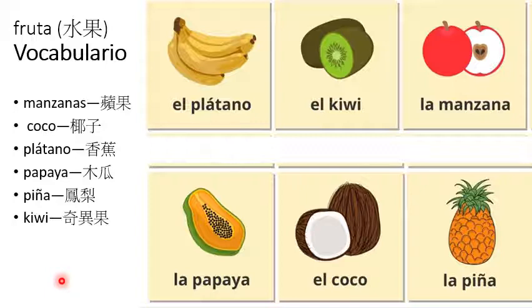Okay, let's look at some fruit. 生词, 跟着念, el plátano, el kiwi, la manzana, la papaya, el coco, la piña. So please practice saying these words. So let's say them again. Manzanas, coco, plátano, papaya, piña, kiwi. Right, please practice saying these words and let's learn some more.